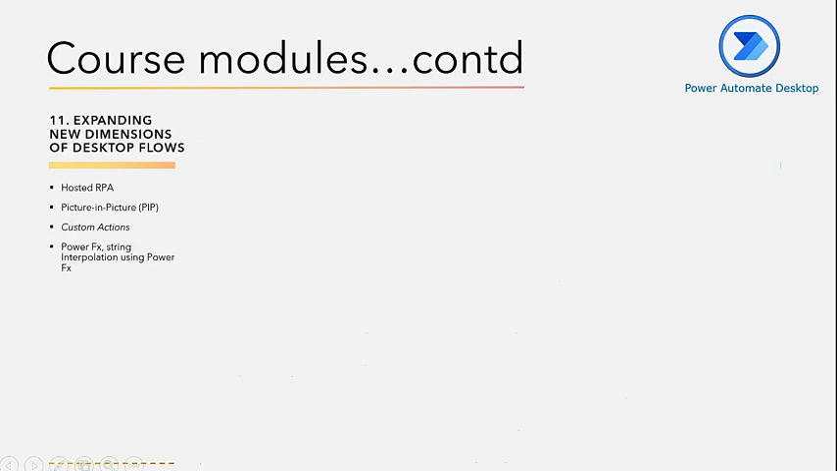Then the last module, that is the 11th module, is expanding the new dimensions of desktop flows. You go towards a newer dimension, that is the hosted RPA feature, picture in picture, meaning a new machine, sort of a new window, will open up on your desktop itself where the automation will run instead of on your desktop. Then the concept of custom actions, I will be pointing you right from scratch to how to create it using a ready-made tutorial by Microsoft.